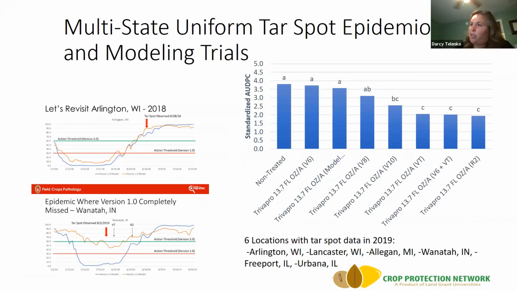We may need to shift a little bit, but we're playing with a model that would give us an idea of when we've had the right moisture conditions and temperature conditions to really cause the disease to take off, to better time our action threshold for these fungicides. But again, looking across all the states, that VT to R2 timing was the best timing based on last year's data. What else do I have here?